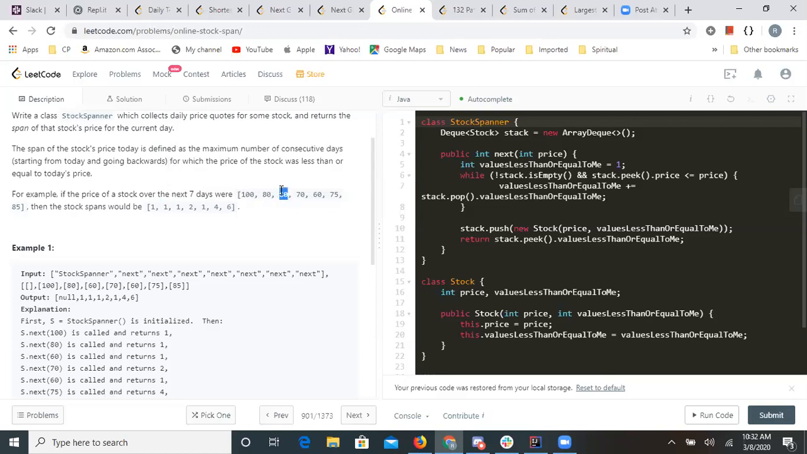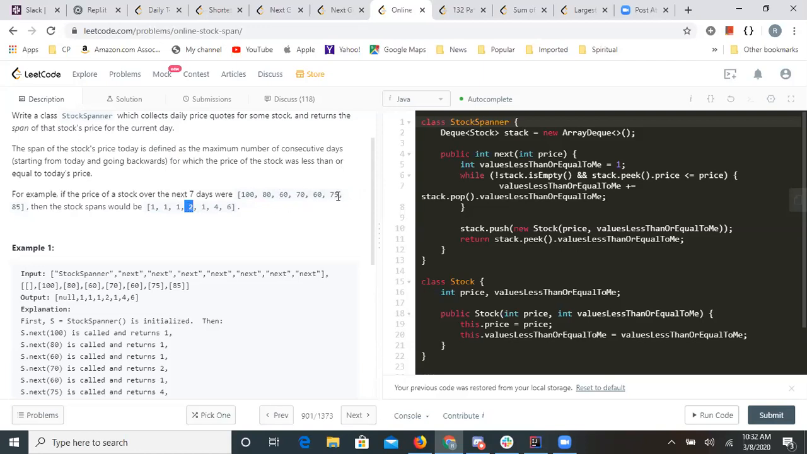For 60 also, if you look towards left, there was no day when the value was less than 60, so still 1. For 70, there is one value towards left, which is 60, which is also smaller than 70. But then the next value is 80. So we can say the stock span is 2 days.